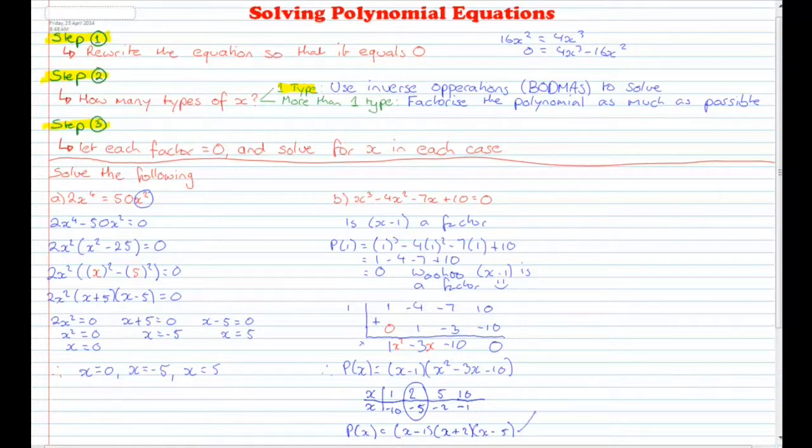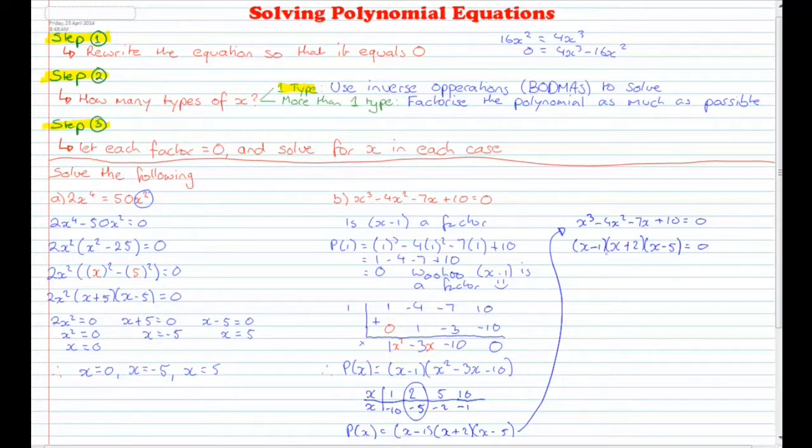Now what I need to do is just bring it up here and I need to solve it. Now in step 3 it says let each factor equal to 0 and solve for x in each case. So I've got the original equation up here that says x cubed minus 4x squared minus 7x plus 10 is equal to 0. Now we know that this factorized is the same as saying (x minus 1)(x plus 2)(x minus 5) is equal to 0.